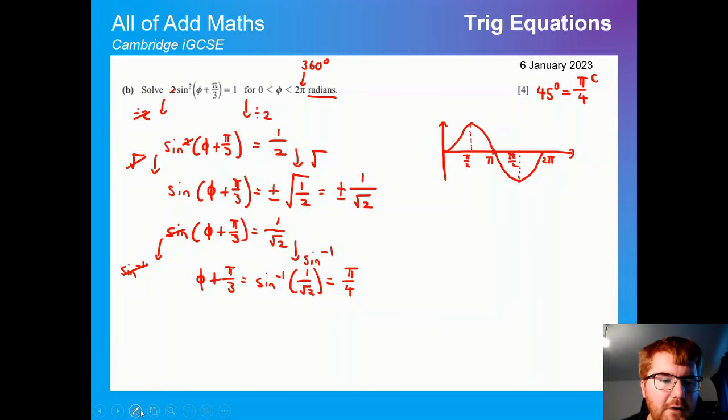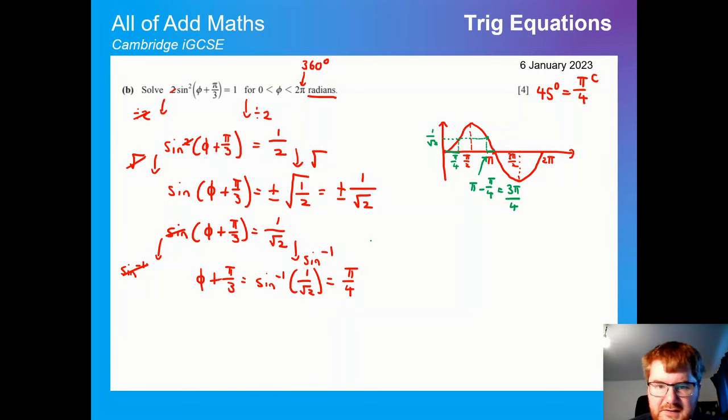If we mark in the 1 over root 2 answer, so the positive one, let's start with that first. Well, that's going to be roughly around here. So this is pi over 4, the answer that we've worked out. And this is 1 over root 2. So we've also got another answer to consider over here, which is this answer here. This length will be the same as this length. So in order to work out this particular answer, we're going to do pi minus pi over 4. Well, that gives us then 3 pi over 4 radians. So let's write in that answer.